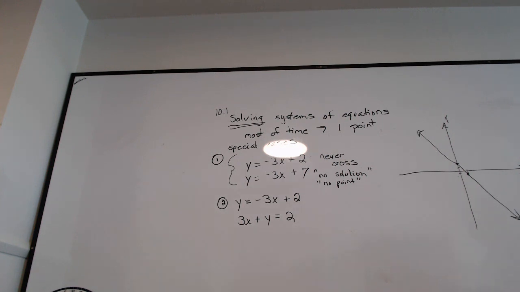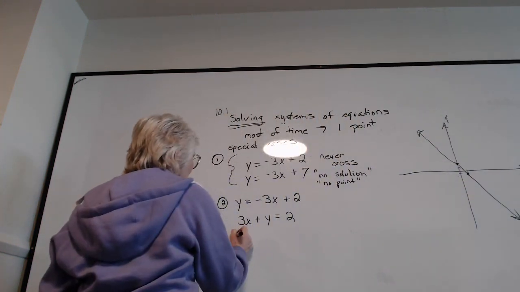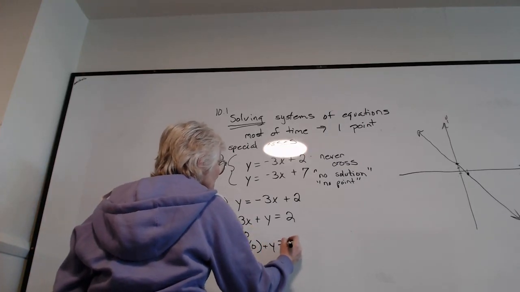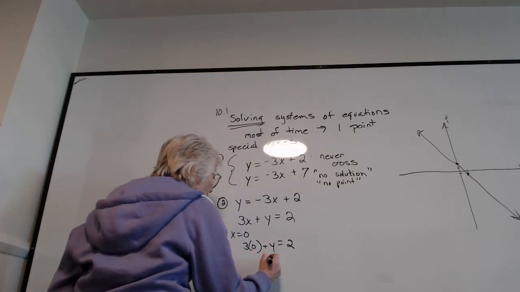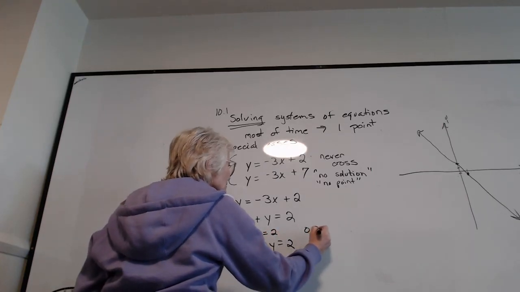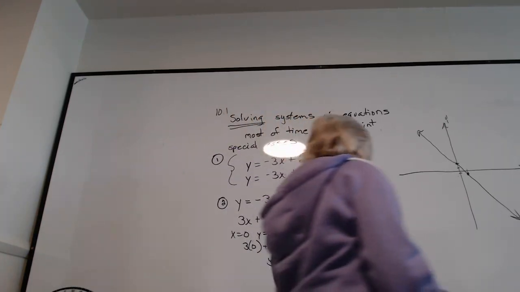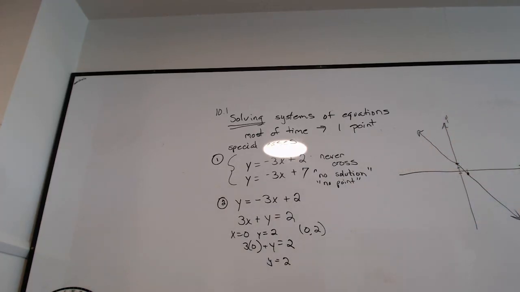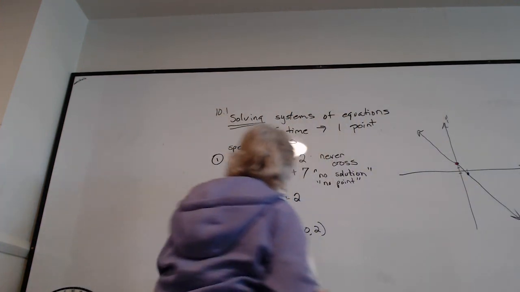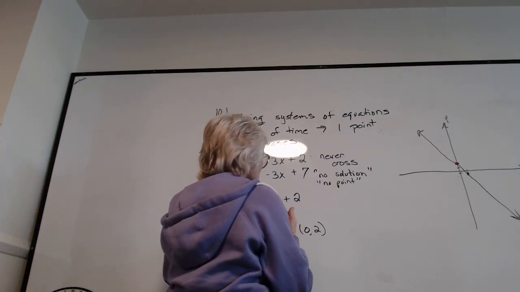Now, to graph this one, we're going to do x equals 0. So we're going to do 3 times 0 plus y equals 2. So y is equal to 2. That says my point is (0, 2). Oh, looks like they cross at (0, 2). I'm going to use a different color just so we can see where the line is. Here's my other one, it's right there. Then my second thing is I do y as 0.